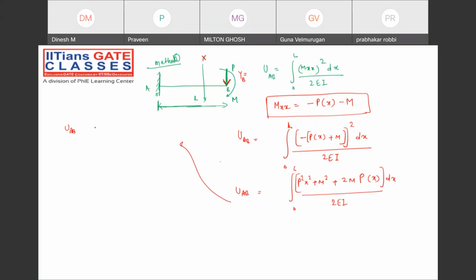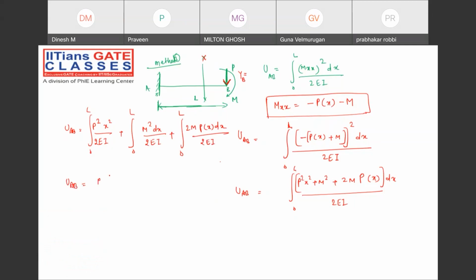U_AB will be p square x square divided by 2EI from 0 to L, plus M square dx divided by 2EI from 0 to L. And after that, my dear friend, it will be 2M px divided by 2EI from 0 to L. So U_AB will be p square x cube, directly I'm writing the formula, directly I'm integrating and putting the limits, L cube divided by 6EI. Please check it out.